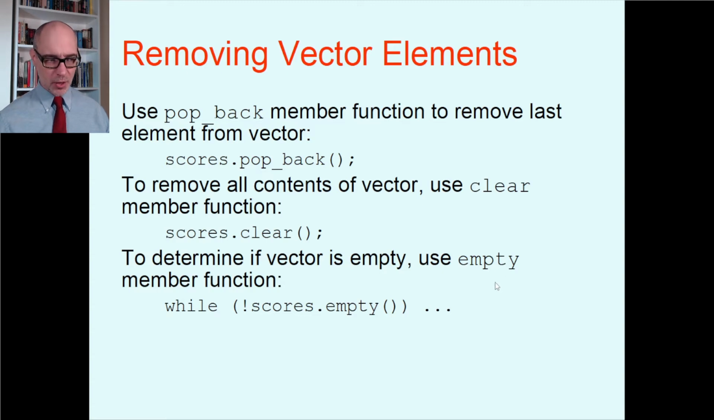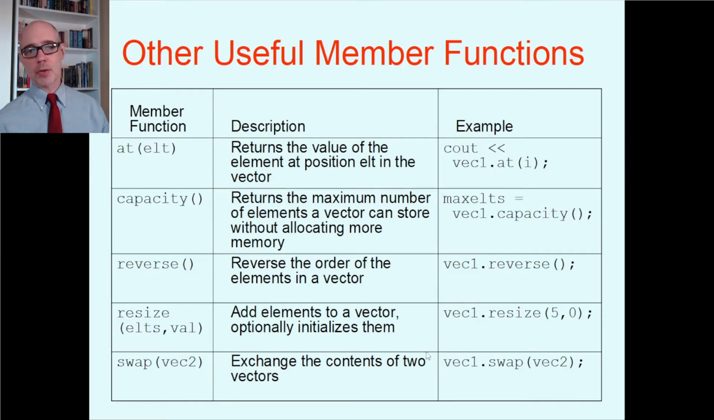Anyway, there's the empty function to check whether the vector is currently empty or not. Some other useful member functions here. There is the at function. Again, for all this stuff, you'd be writing scores dot this function, or whatever the name of your vector is, object.function.